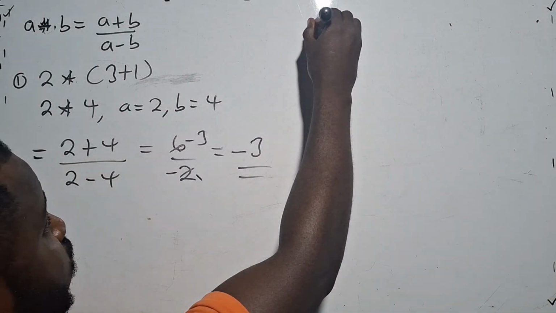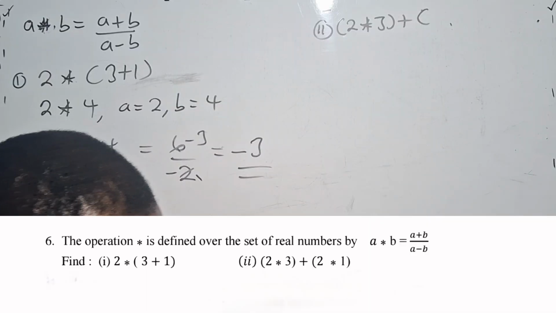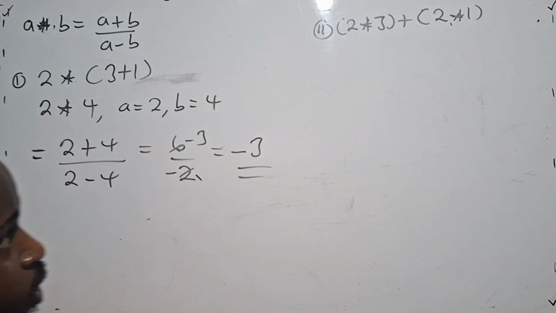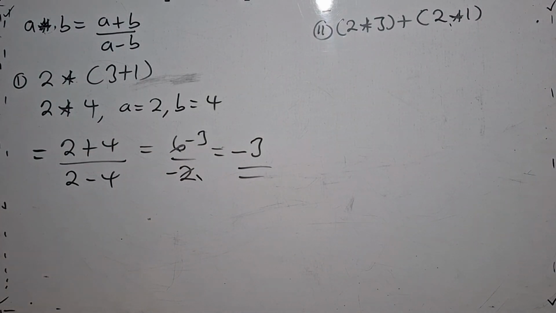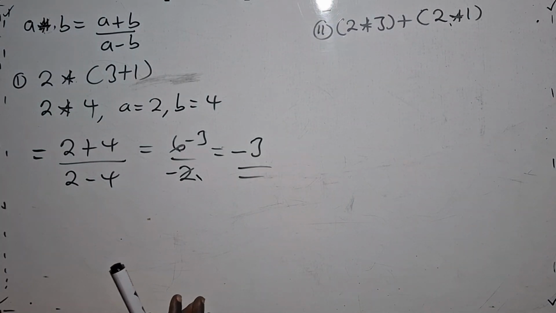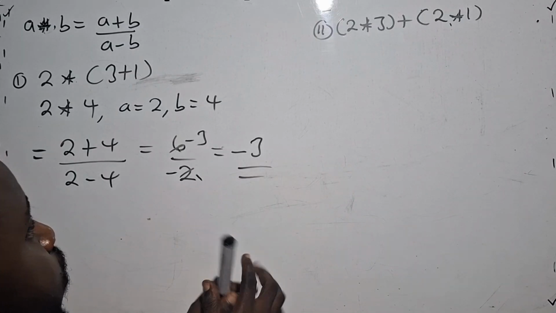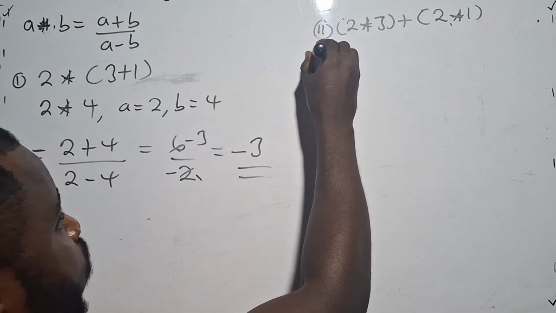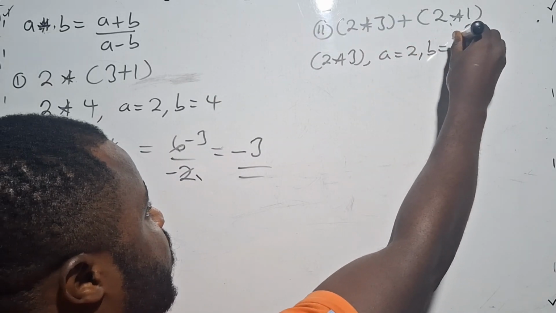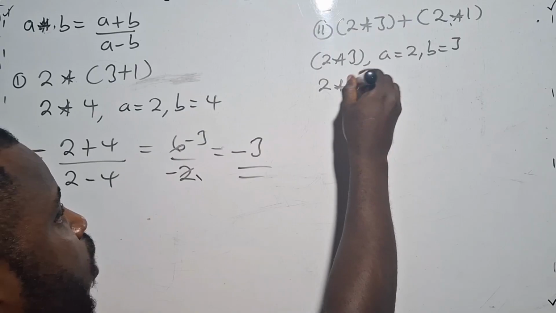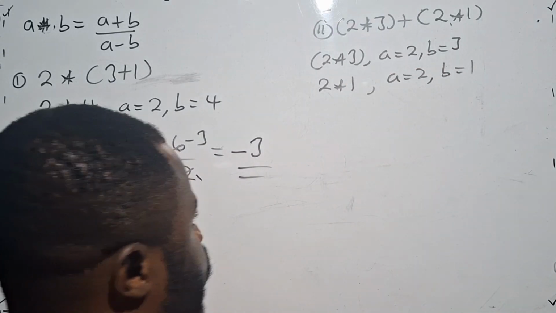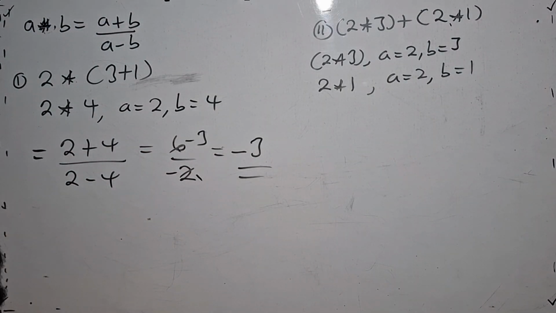So let's use the same operation to solve the II. 2 operation 3 plus 2 operation 1. Now this one, because of the addition sign here, we are going to solve them at the same time. With the 2 operation 3, A is 2 and B is 3. And with the 2 operation 1, A is 2 and B is 1. So we are going to solve them at the same time using the operation.